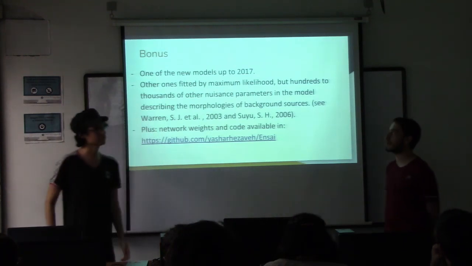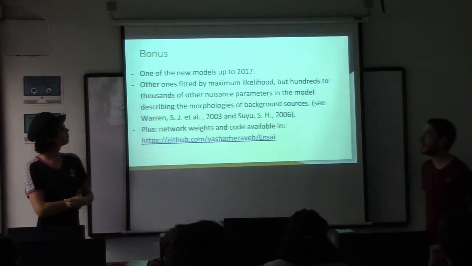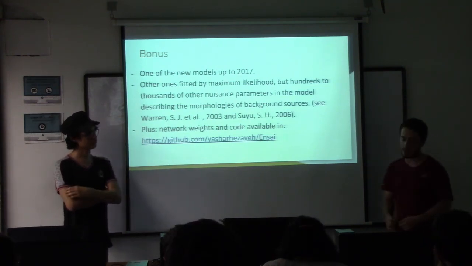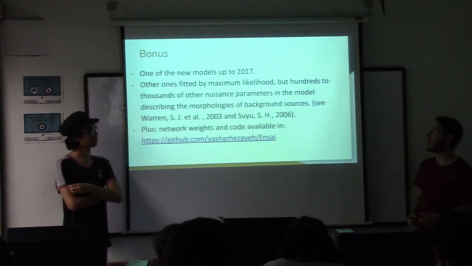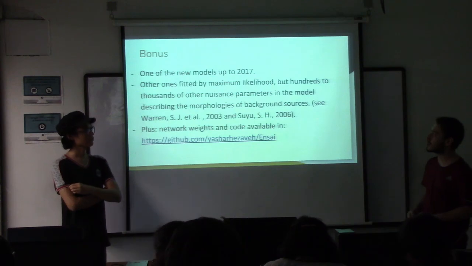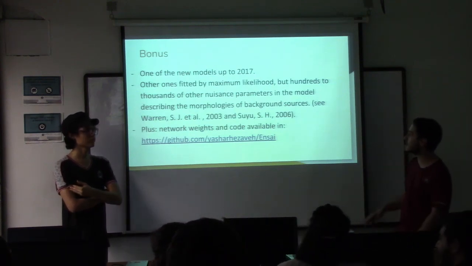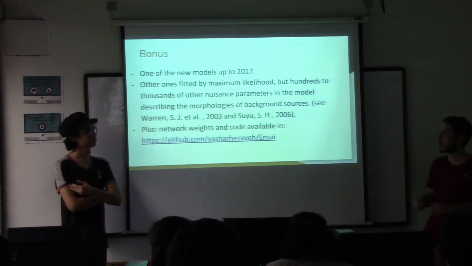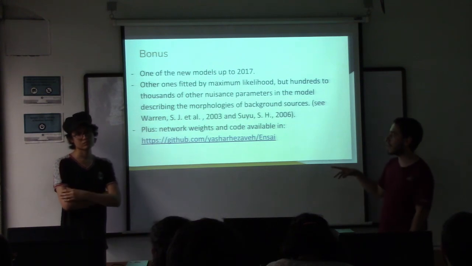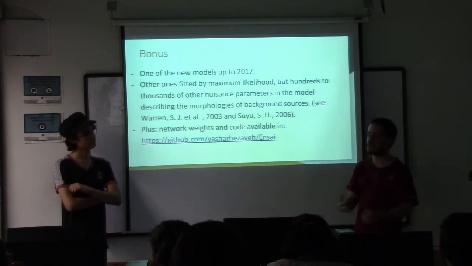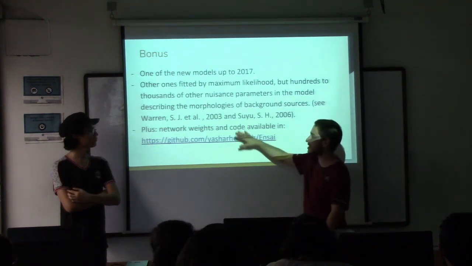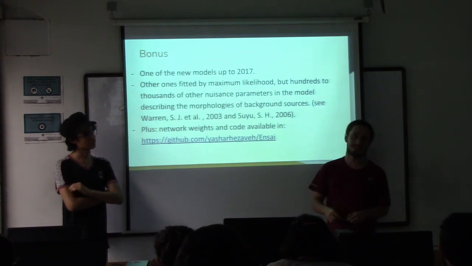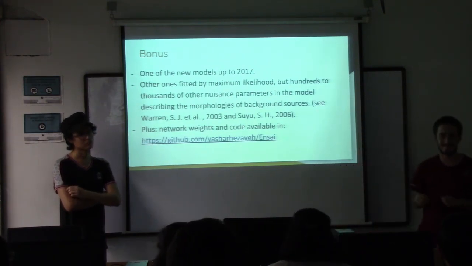So finally, there is another type of model that uses maximum likelihood fitting, but they take, for example, hundreds to thousands of other parameters in the models. They need to describe, for example, the morphology of the background sources, and also. Here, if you want to consult the code or get involved, here is the code and the weights, and you can perhaps use it to try to predict some gravitational lenses. Yeah, that's all. Thank you very much.